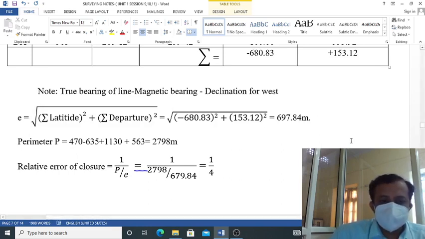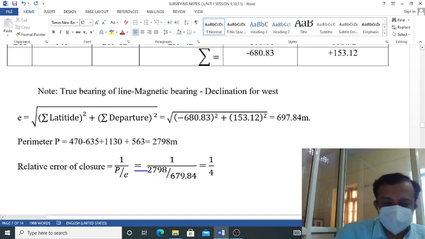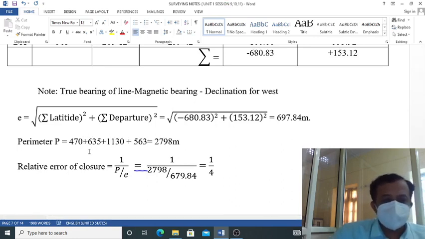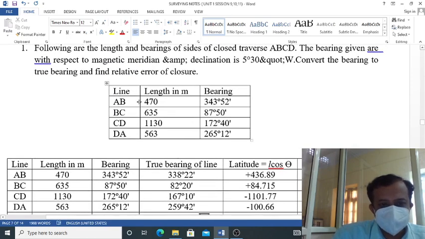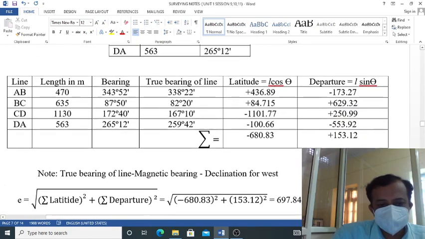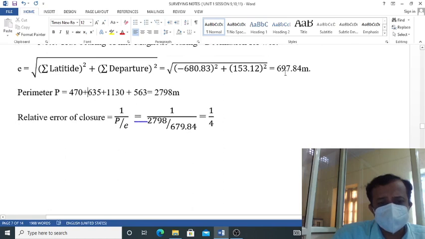Now we have to find the perimeter of the traverse. How do you get the perimeter? Sum of all the lines gives you the perimeter of the traverse. That is 470 plus 635 plus 1130 plus 563. The perimeter of the traverse is 2798, the sum of all the sides.